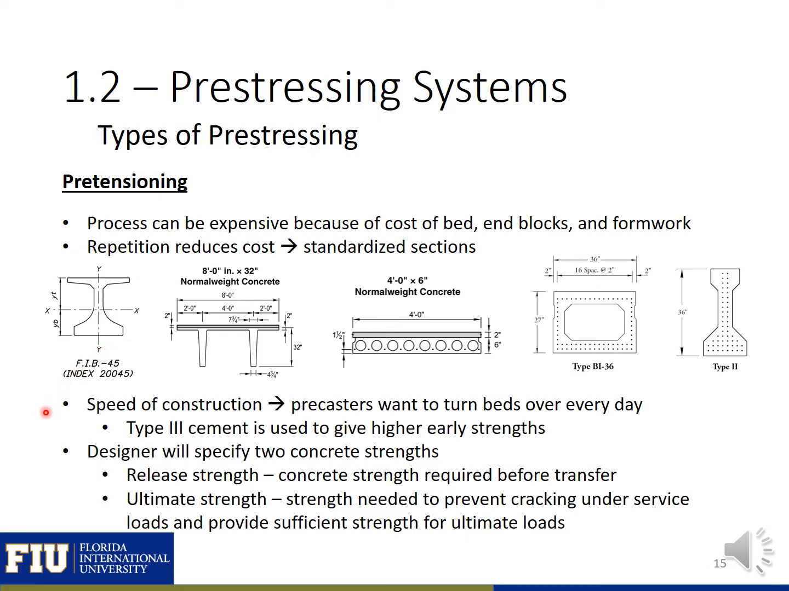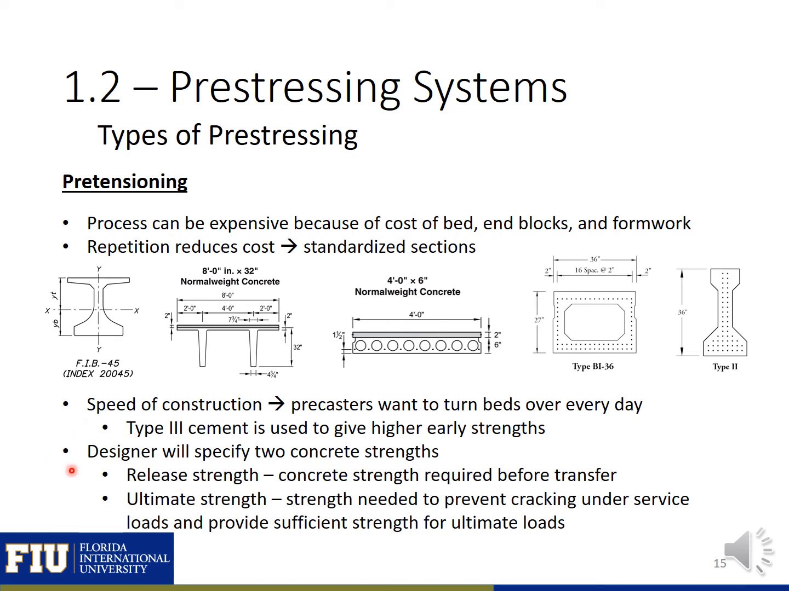With pretensioned construction, the speed of construction is essential. So these pretension members are cast at precast plants, and these precasters want to turn over their beds every day. So it's important that they can have a concrete that reaches high early strengths. So they typically use type 3 cement, which gives it a high early strength, and they typically will release or transfer the stress from the bed to the beam at about 18 hours. And this allows them to construct one set of beams in one set of formwork every day.